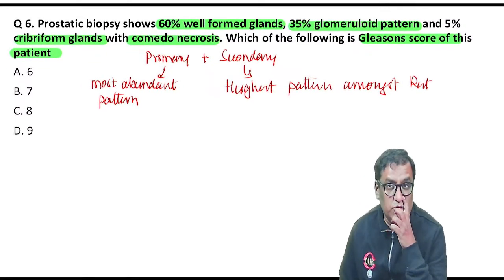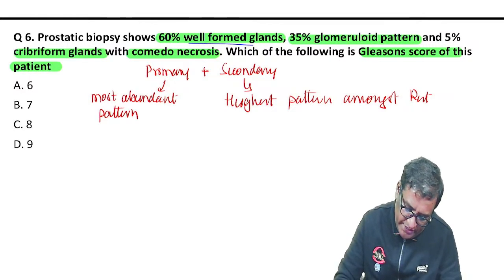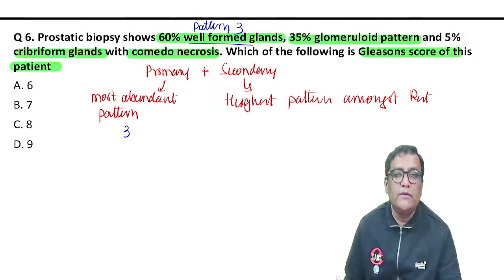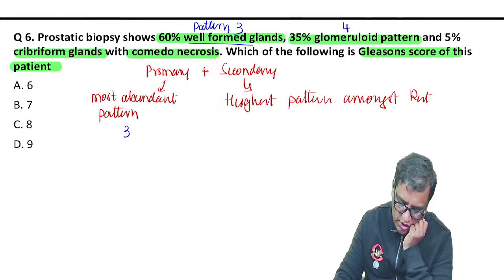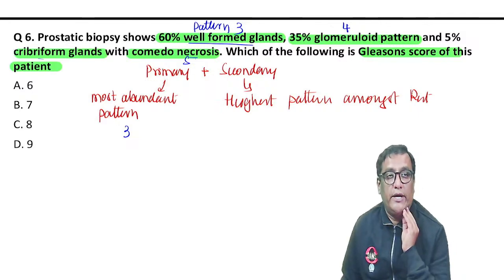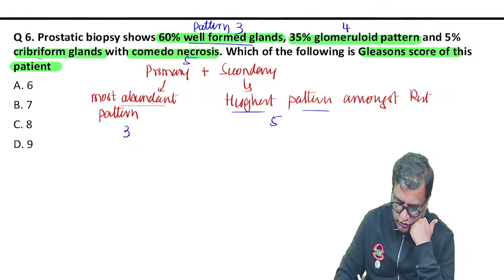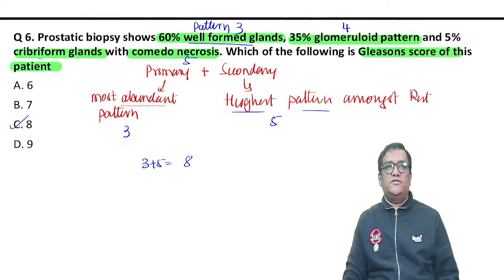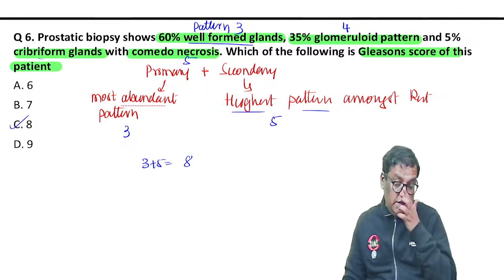Okay, so what are you seeing here? What is the primary pattern? The most abundant pattern is well-formed glands. Well-formed glands are pattern 3. So your primary score is 3. Next, secondary pattern: glomeruli is pattern 4, whereas cribriform with comedonecrosis is pattern 5. Now, which should I be writing? Whatever is the highest pattern amongst the rest is 5. So my score is 3 plus 5 is equal to 8. Option C is the answer. That is the correct answer, isn't it? Yes. So 3 plus 5 is equal to 8.